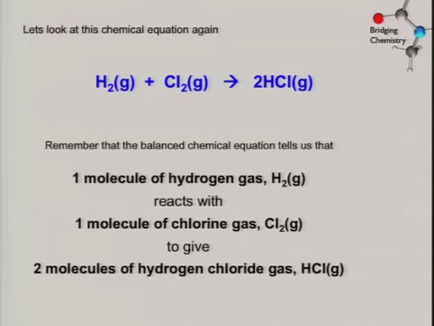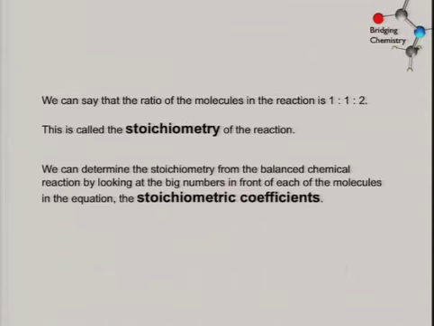And that's what the ones, which we don't write in, but are there in front of the H2 and the Cl2, and the 2 in front of the HCl are telling us. Right? They're about numbers of molecules. And so I kind of gave you these words yesterday. We say that the ratio of the molecules in this reaction is 1 to 1 to 2. Okay? 1 H2 reacts with 1 Cl2 to give 2 HCls. And so this is called the stoichiometry of the reaction. This ratio of these numbers, this 1 to 1 to 2, is what we call the stoichiometry.